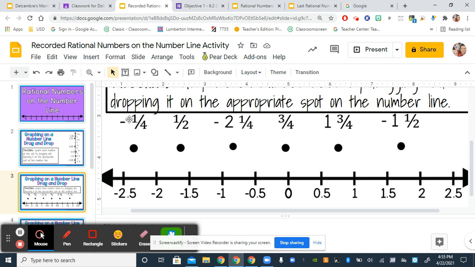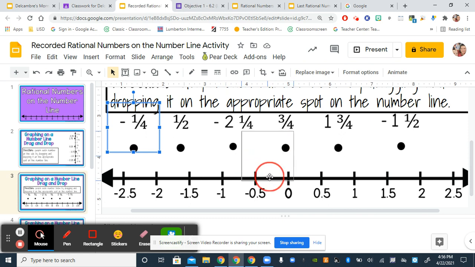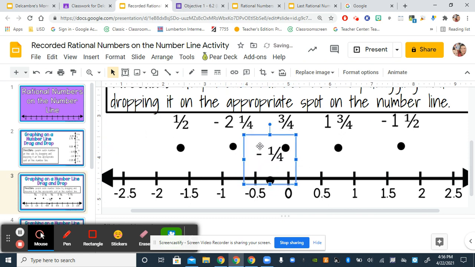So -1/4, well, 1/4 is like a quarter, just .25, but it's negative, so it's going to fall right here between the 0 and a -0.5. Speaking of a half, here is a half, and 1/2 is equivalent to 5/10. So it's going to go right there.